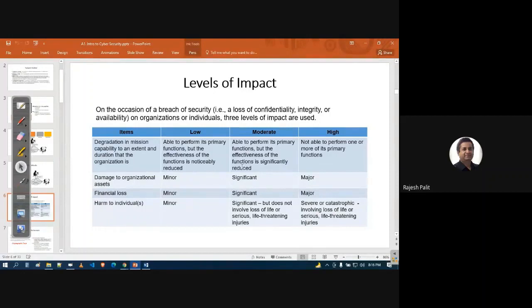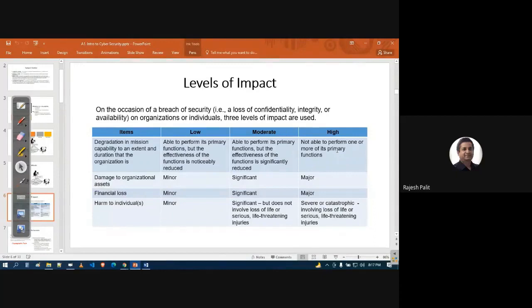say the North-South advising system. Due to some attack, you can still add courses to your system, but it takes more time because of some delay. That is tolerable, and that is the low impact. But if the delay is very high, or you cannot log in, and you need to try 5-6 times to log into the system, and the delay to add a course is very high, that is the moderate impact. And if it is not able to perform one or more of its primary functions, the impact is very high.